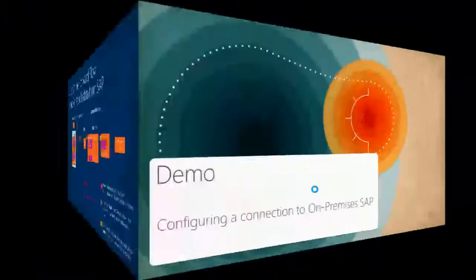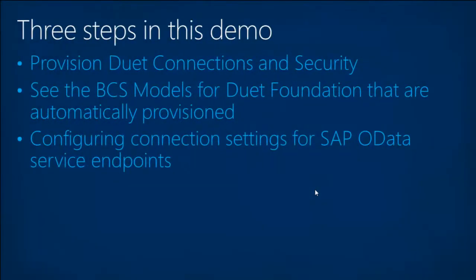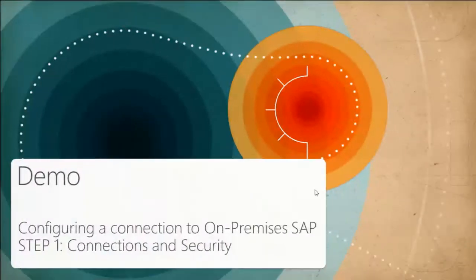So now let's look at that. For this part of the demo, I'm going to show you 3 different steps. The first step is where you configure Duet. Then I'm going to show you the BCS models that are automatically provisioned when you configure Duet. And then I'm going to show you how the connection settings for the SAP OData service endpoints are configured. So step 1 is Duet configuration.